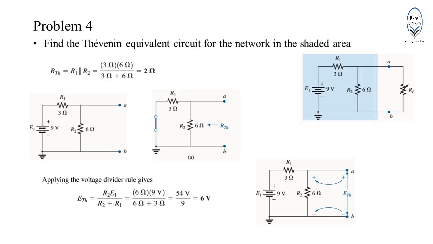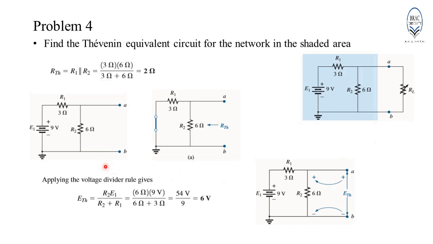Problem 4. Find the Thevenin equivalent circuit for the network in the shaded area. That is, for this particular network, we need to determine the Thevenin equivalent circuit. The load resistance RL has already been marked in this case. Now, in order to determine the Thevenin equivalent network, we need to determine R Thevenin and E Thevenin. To determine R Thevenin, the first step would be to remove RL from the original network. The modified network will look like this.